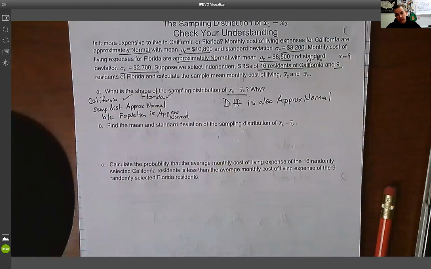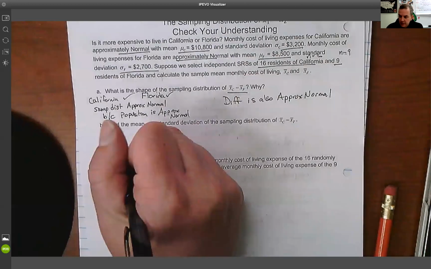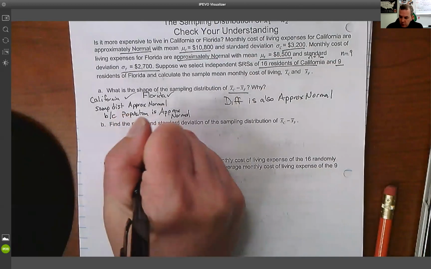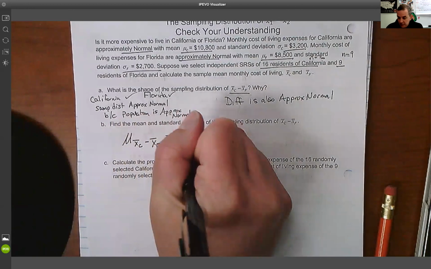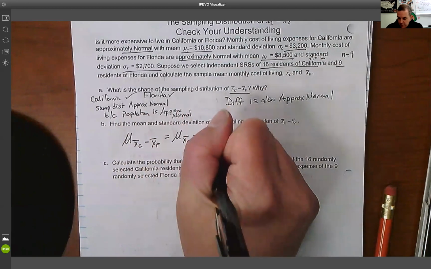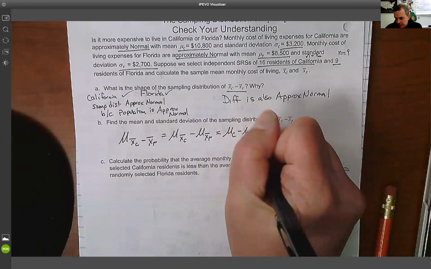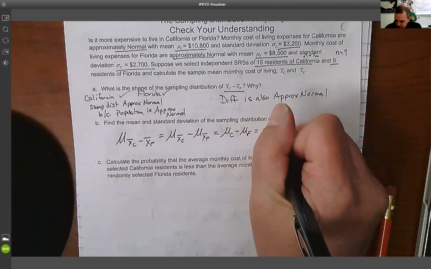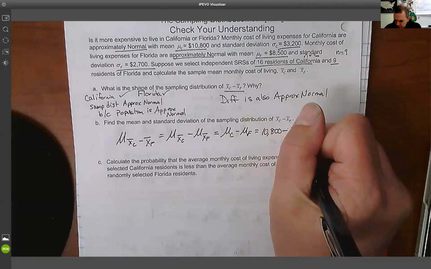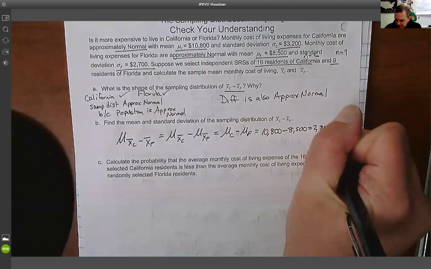Find the mean and standard deviation. Okay, so the way we want to figure out the mean and standard deviation is as follows. We've got to make sure that they're done randomly. Well, they said they're done with simple random samples, SRS. So what that tells me is the mean of x-bar California minus x-bar Florida is going to equal the mean of x-bar California minus the mean of x-bar Florida. But since it's random, this is equal to the mean of California minus the mean of Florida, which means I can go ahead and do 10,800 minus 8,500, and I end up with 2,300 as my mean.